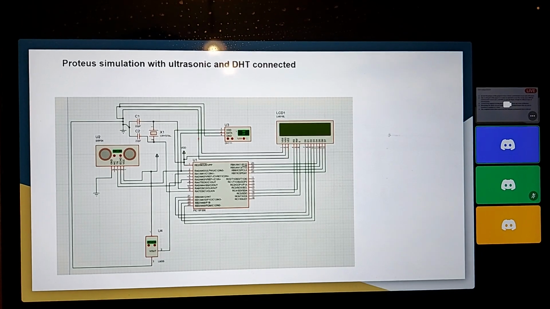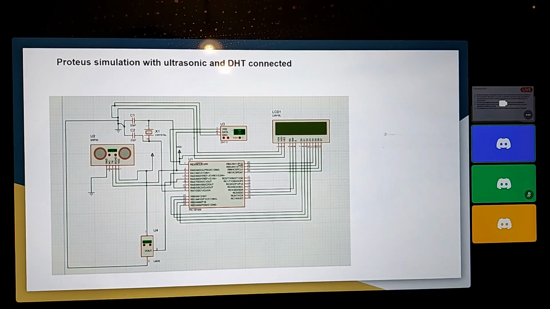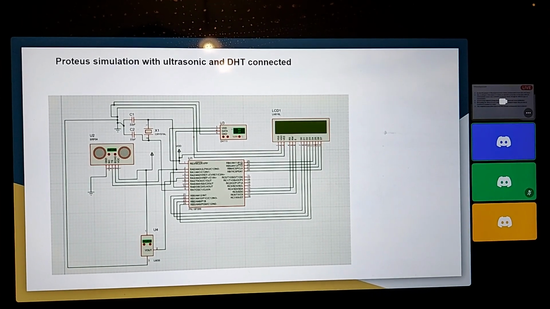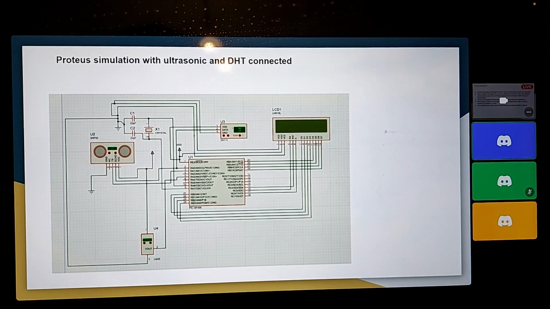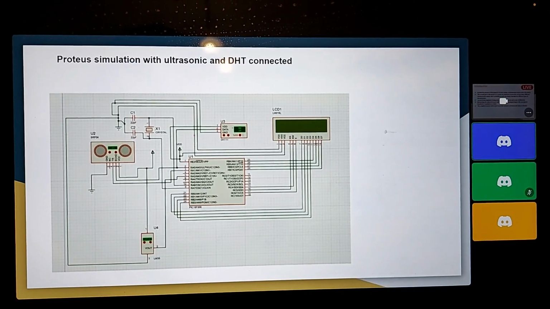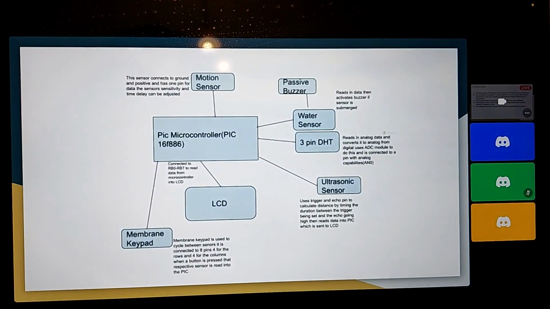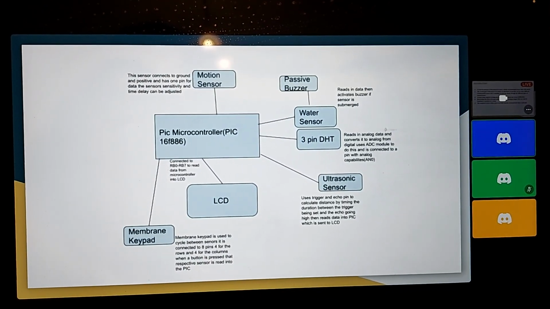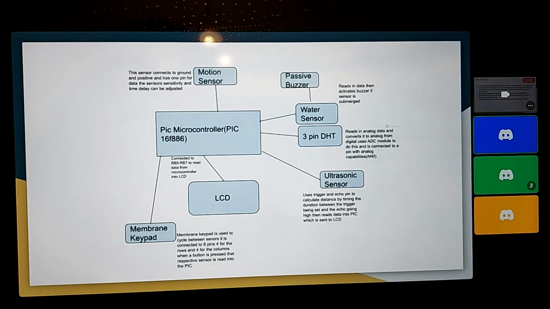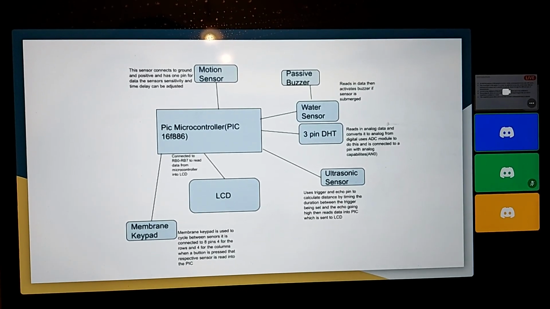Here is a picture for the Proteus simulation. This particular picture has the ultrasonic sensor hooked up and the DHT sensor hooked up. This is a diagram for how we wanted to create this project.